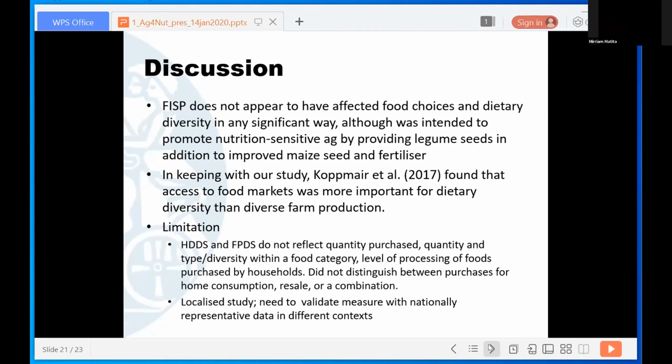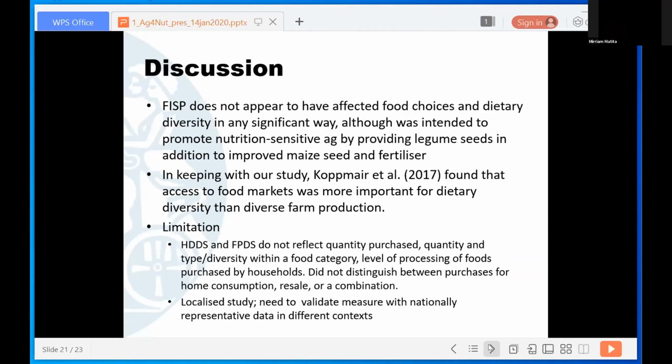Further results show that the farm input subsidy program, the FISP, does not appear to have affected food choices and dietary diversity in any significant way. Although the design of the program was to promote nutrition-sensitive agriculture by providing households with legume seeds, in addition to the improved maize seeds and the fertilizer that they were getting, that intention seems not to have been achieved. And in keeping with our study, Kopemawa et al. 2017 found that access to food markets was more important than diversity of farm production.